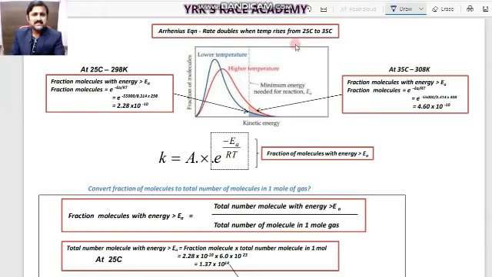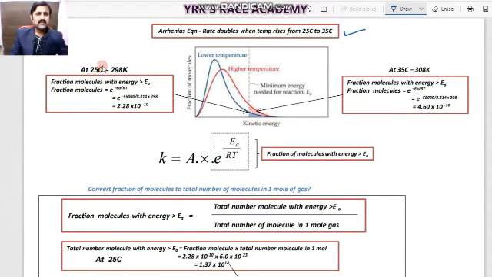Next, related to the Arrhenius equation, the rate doubles when the temperature rises by 10 degrees. How? Let us observe this. At 25 degrees Celsius or 298 Kelvin, the fraction of molecules with energy greater than EA is e to the power minus EA by RT. The fraction of molecules formula is e to the power minus EA by RT. Any problem we can do using this expression. So at this temperature, substitute the values here.